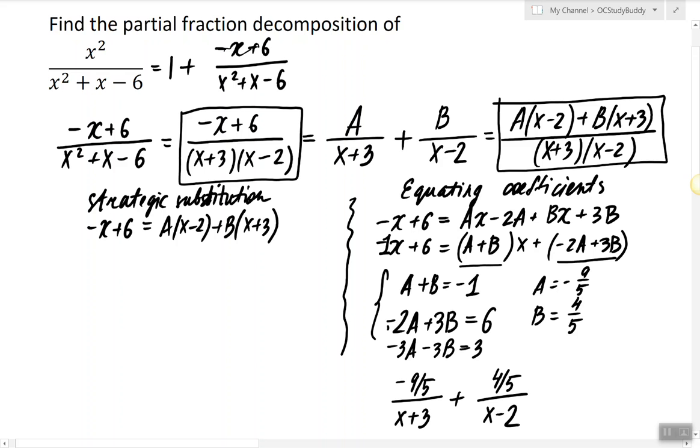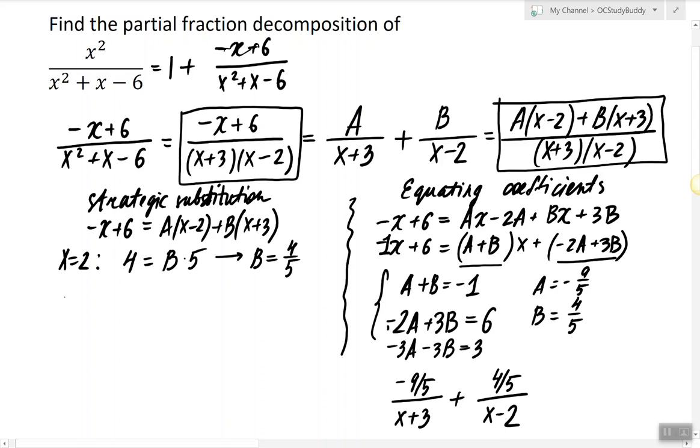Now let me show you how to find the same answer using strategic substitution. The idea of strategic substitution is that we want this expression to be true for all values of x. So we want this to be true for x equals 0, x equals 1, x equals 2, and so on. If we want this expression to be equal for x equals 2, then the following must be true. Negative 2 plus 6 is 4. Now 2 minus 2 is 0, so 8 times 0 is 0, and 2 plus 3 is 5. So when x equals 2, we end up with the following equation, which is very easy to solve for b.